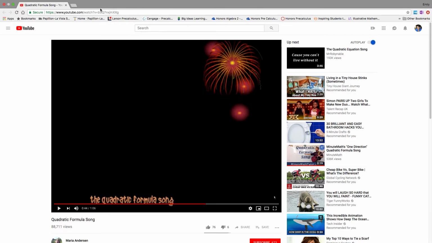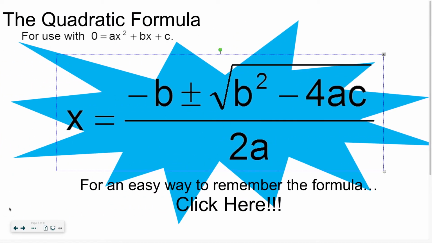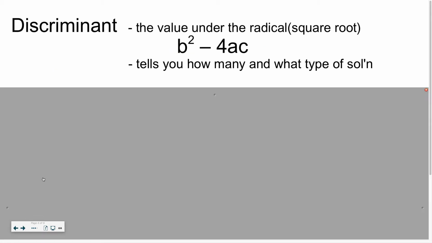Okay, now we need to put the quadratic formula to use. Okay, so there's an important part of the quadratic formula that's called the discriminant. Make sure you write this down. You'll be asked some questions on your quiz and your test about like find the discriminant and tell how many solutions it has. So the discriminant is the part of the quadratic formula that's underneath the radical. It looks like b squared minus 4ac.